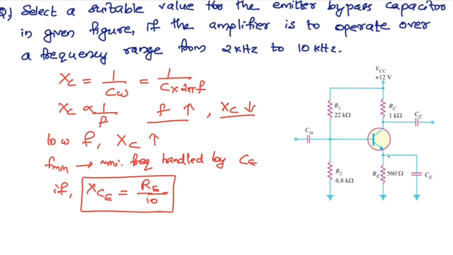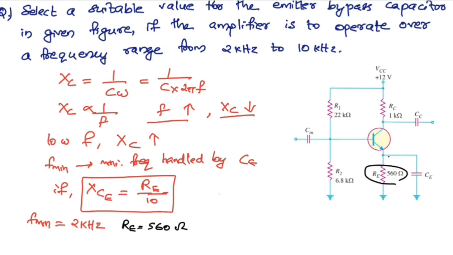I already said that at low frequency Xc increases, but we can handle the minimum frequency range also by properly choosing Ce. For properly choosing Ce, we are setting the condition that the capacitive reactance Xc should be 1 by 10th of the resistor value. We have given the F minimum value of frequency as 2 kilohertz, and Re is also given. Re is 560 ohm.